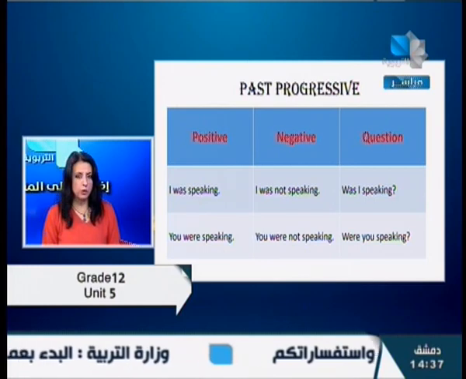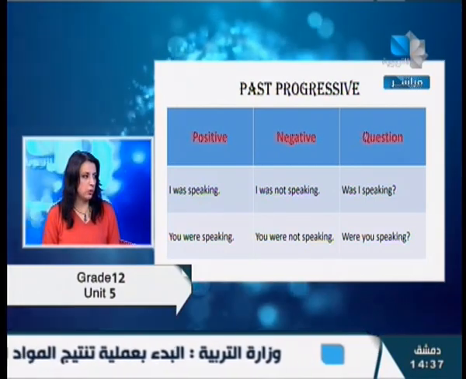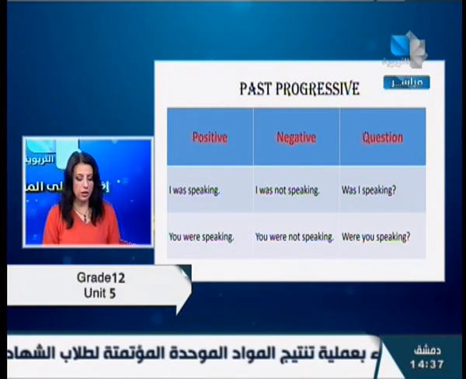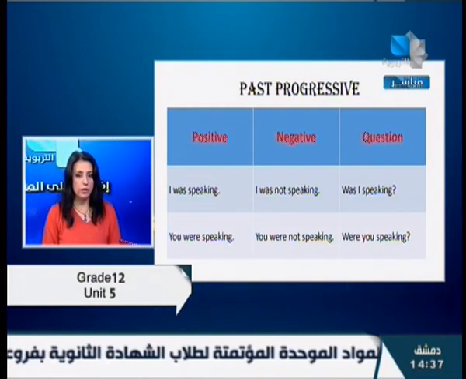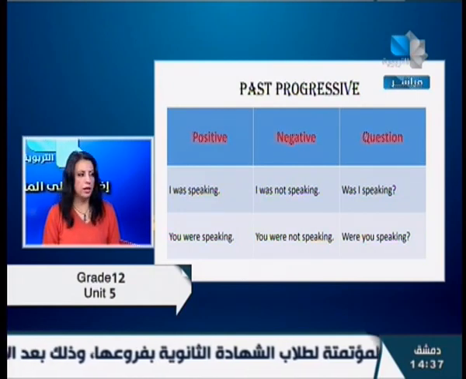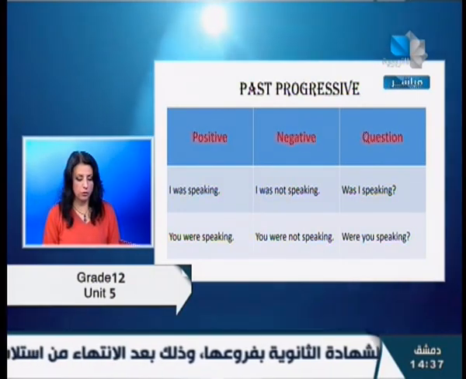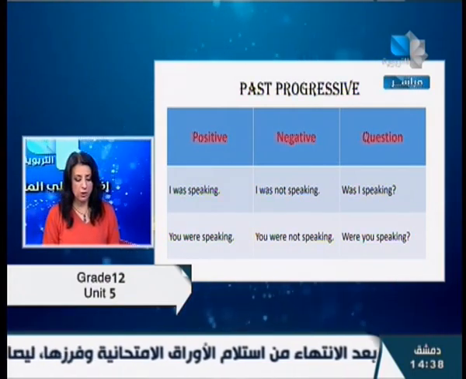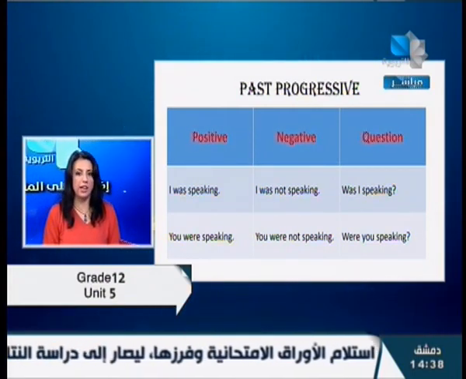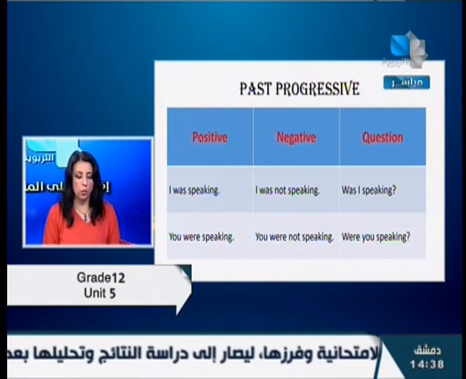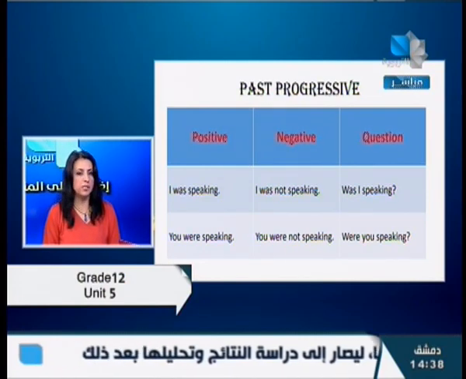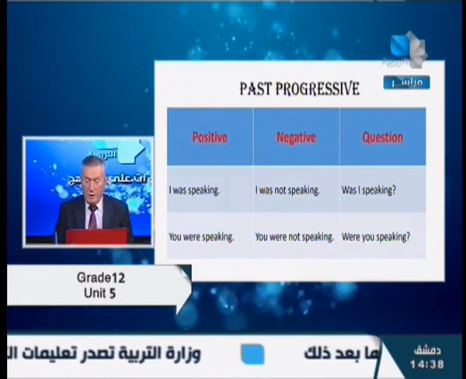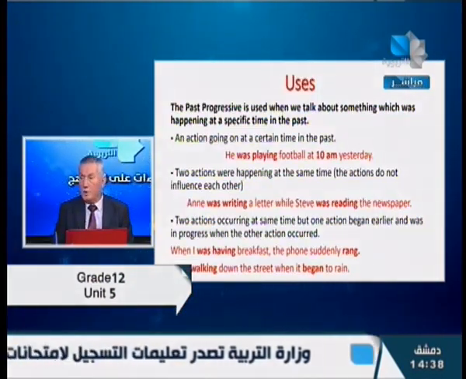With the negative, because we have an auxiliary verb, verb to be, was or were, we just add not. So I was not speaking, you were not speaking. With the question, again, we have an auxiliary, so we invert. We use the was or were auxiliary verb, and then the subject. Was I speaking or were you speaking? Or again, we can add a question word like what were you doing? Or who was speaking, for example. Well, we move to the uses.